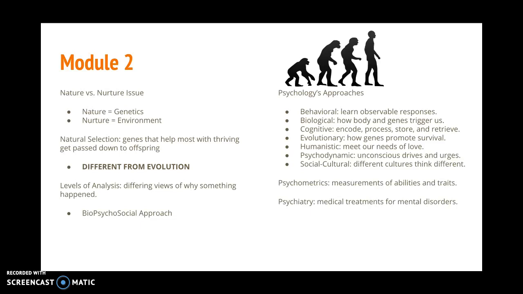On to levels of analysis. Levels of analysis has differing views of why something happened. A lot of psychologists today agree with the biopsychosocial approach. This is the biological, psychological, and social approach. Biological means it takes in hormones and chemicals and what our body did, why we did something, or why something happened. Psychological takes in the mental state of why something happened, why somebody did something. And the social approach would deal more with the culture that person did something in, what the person views as right and wrong.